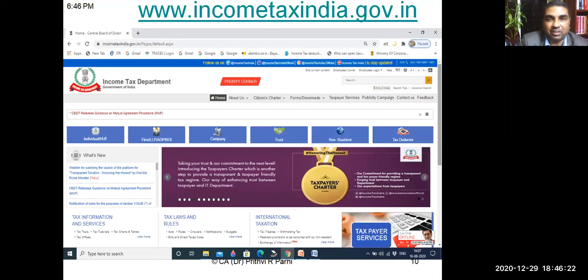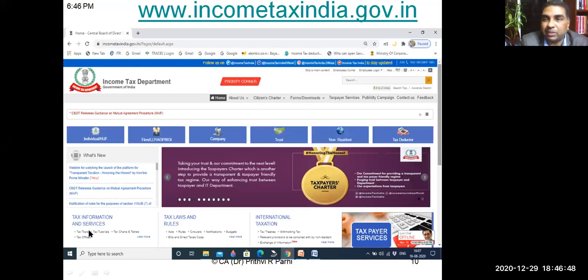I was showing you the income tax department's website. At that point of time, I told you to please visit the income tax department website, which is www.incometaxindia.gov.in. There are many things you can learn. You can find acts and rules. Entire income tax act is here. Income tax rules are here. Notification circulars are here. So you can find out all these things here.